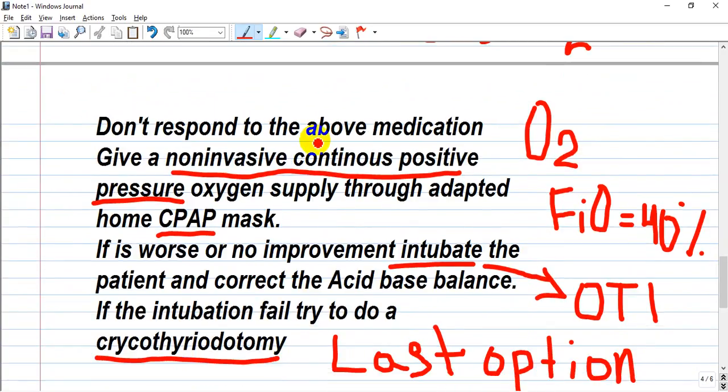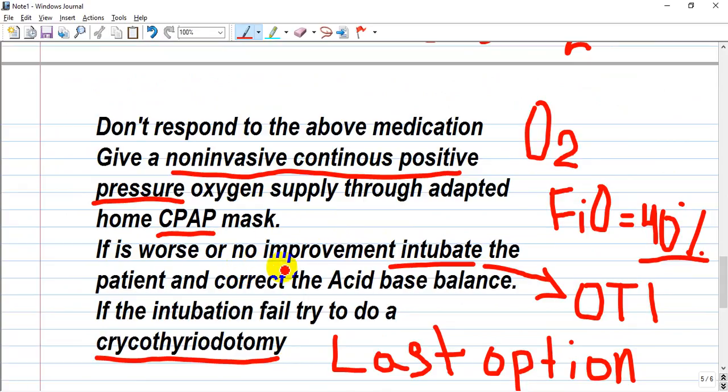Also, if the patient does not respond to the above medication, give non-invasive continuous positive pressure with oxygen, like FiO2. That means from the whole flux of air that comes to the patient, like 40% will be oxygen. It's a fraction of oxygen. It is a CPAP mask. That means a continuous positive airway pressure mask. It may be portable and home adapted.